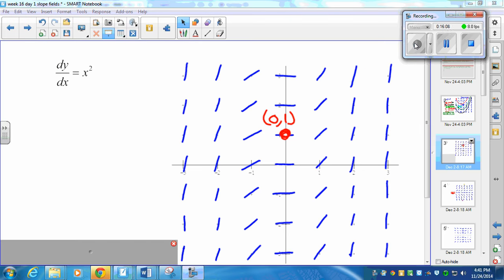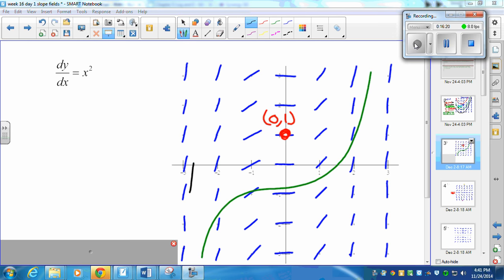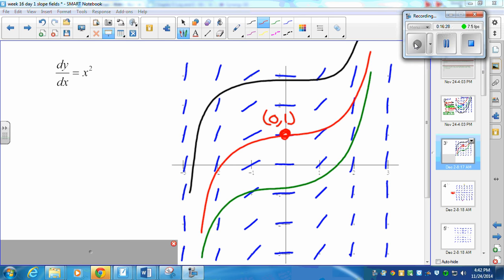All right, so this one I have is the dy dx is x squared. Any path that I choose would look something flat, back up. It would look something really steep, flat, back up. And let's say I want to go through 0, 1. It should look something like that.